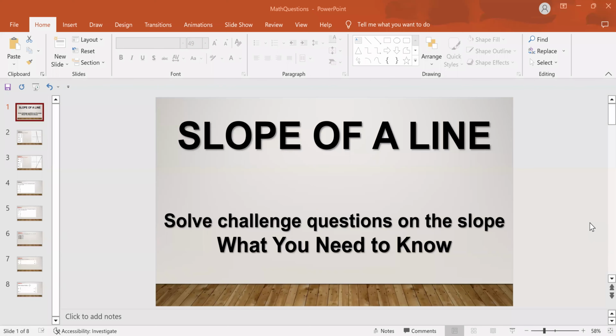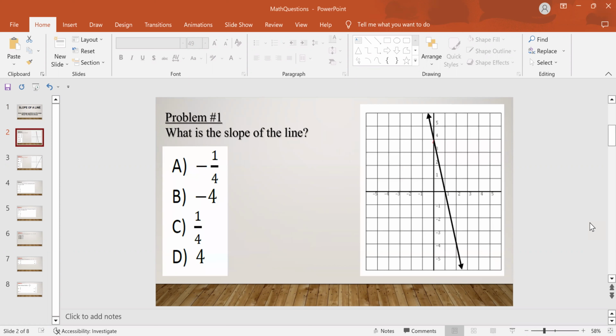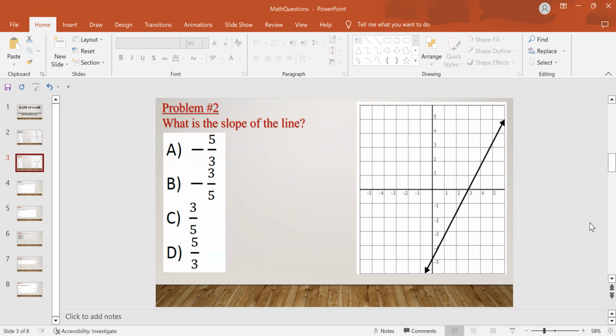Slope of a line. Welcome to this video where I will go over some challenge questions. For example, this is problem 1 about the slope. You have a line where you're going to find the slope using the line. This is problem 2. This is another line, but you have to understand that sometimes the line will be an increasing line or a decreasing line. We'll see in a few minutes. That again is to find the slope.